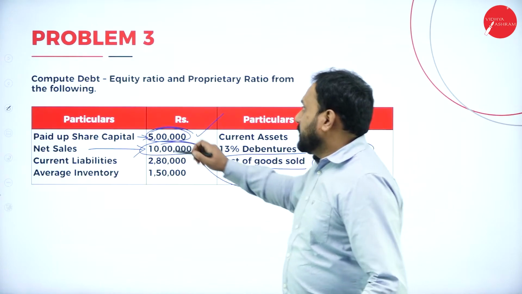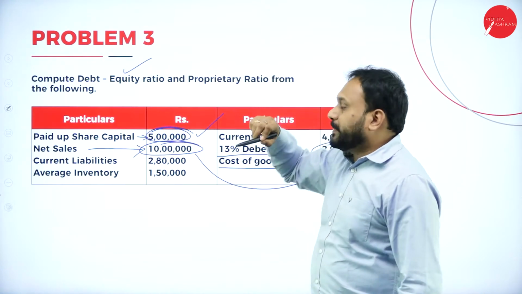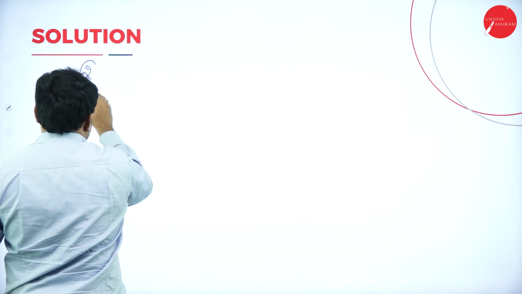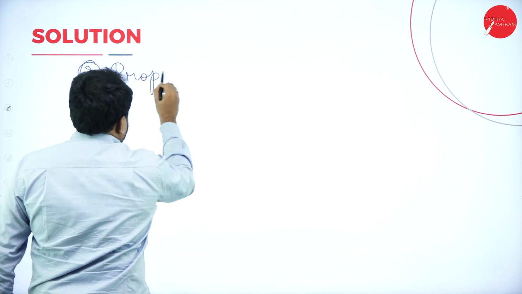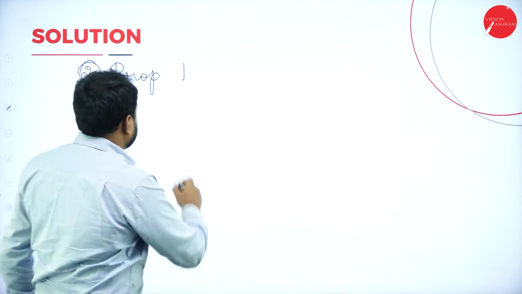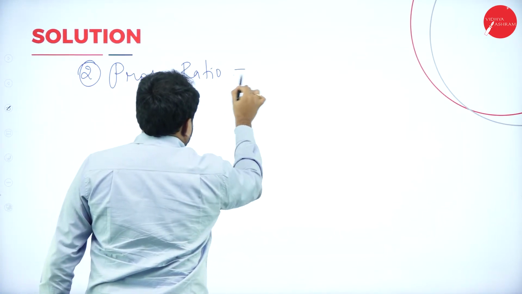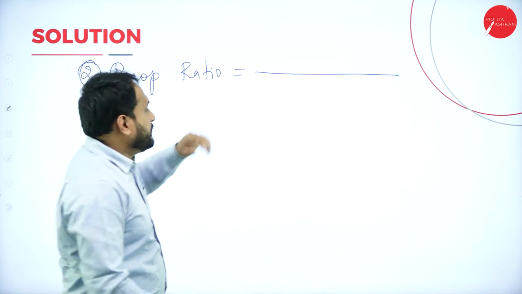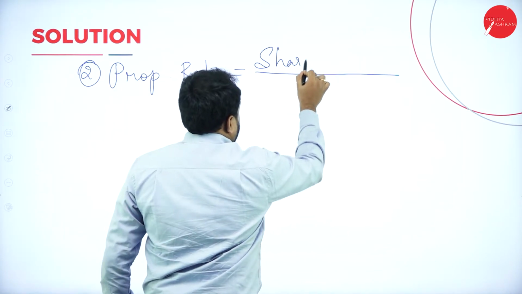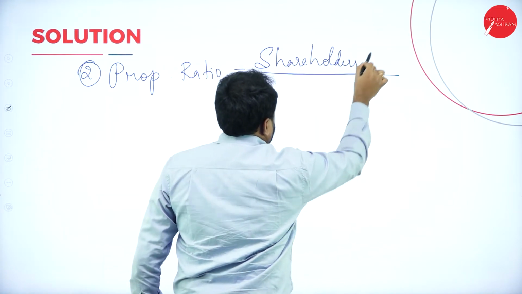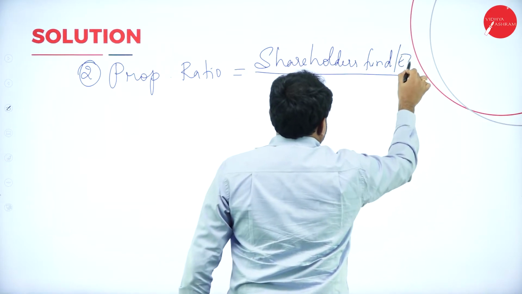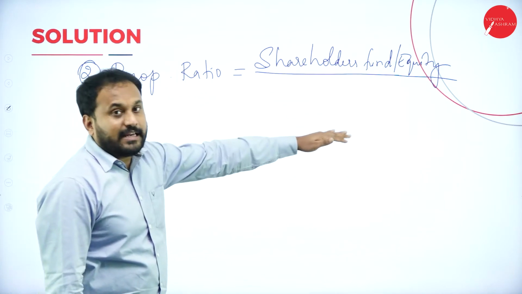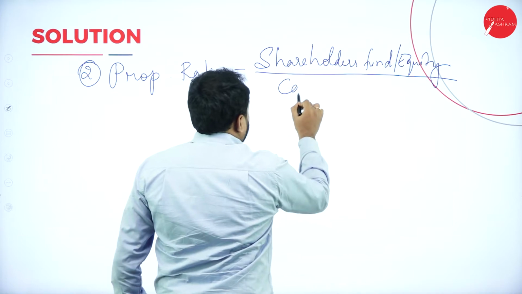Next, what is it that they're asking me? Debt equity ratio is done. Next they're asking me the proprietor ratio. Let's solve the proprietor ratio. Now here we'll write 2. So proprietor ratio is equal to, again, numerator and denominator. The minute you get proprietor, the first thing here is shareholders fund, which is also equity. Shareholders fund or shareholders equity, divided by capital employed.